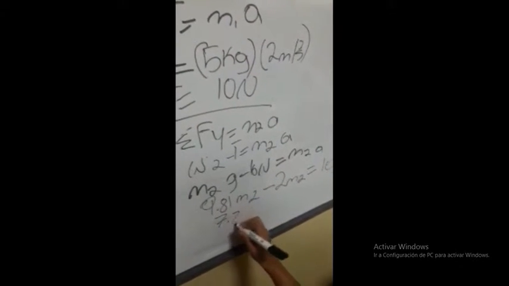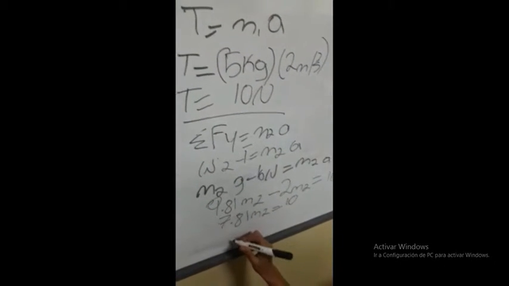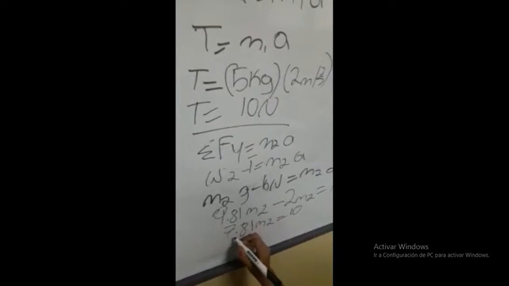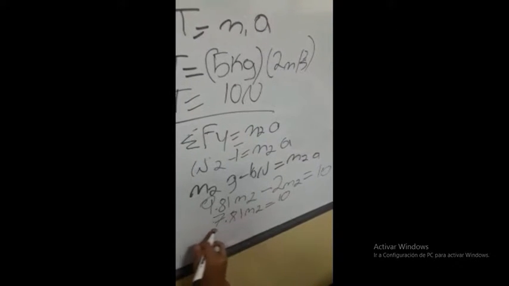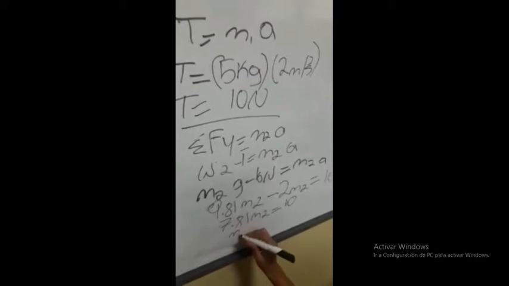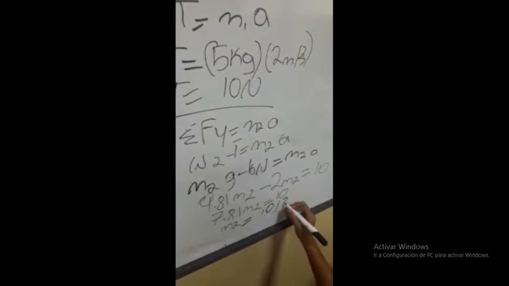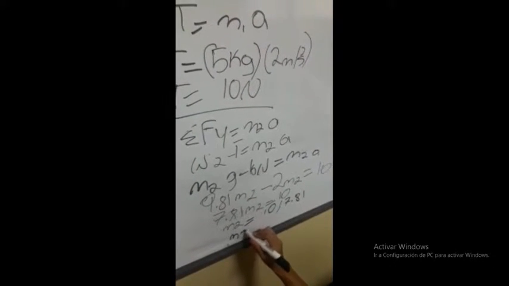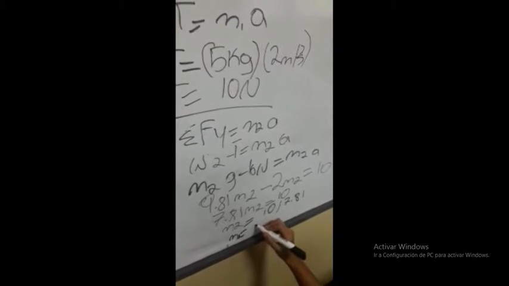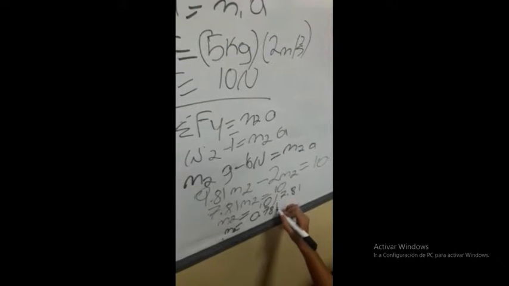Then we pass this to the other side so it can divide. And we need to leave mass 2 alone. Then the answer will be mass 2 equal to 0.781 kilograms.